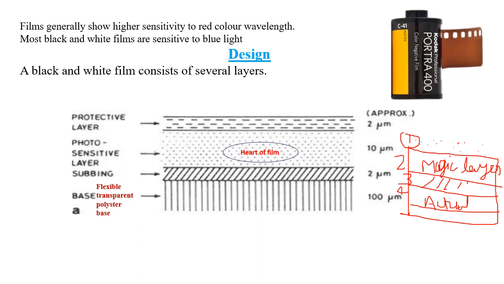Now magic layer. Magic layer is the mixture of gelatin and light sensitive silver halide crystals with some little granular rock crystals mixed together in suspension in that gelatin. Here in this magic layer, some rock crystals are used.